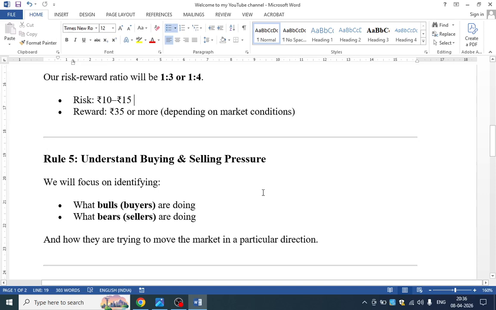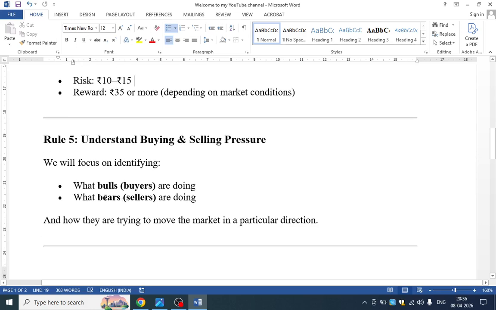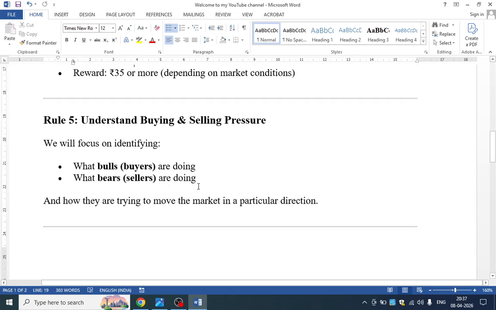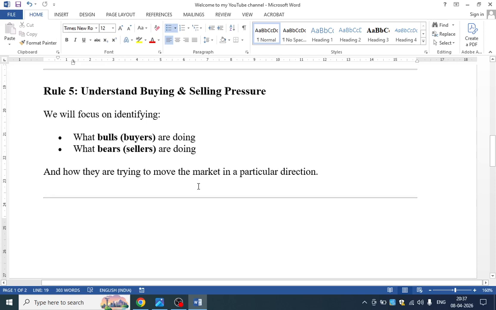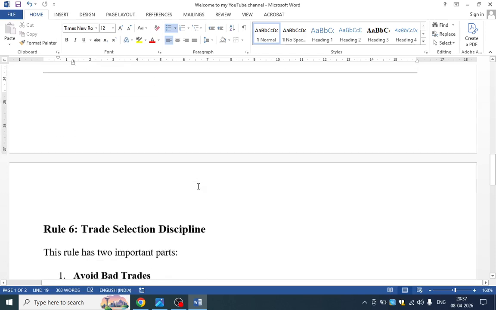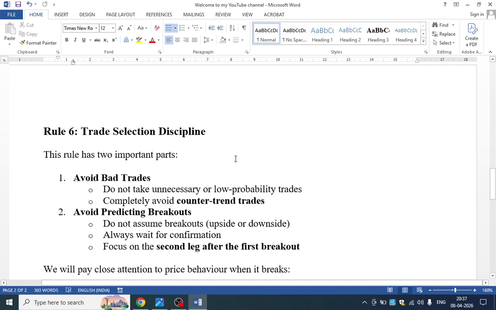This is my rule number 5. I try to understand the buying and selling pressure. What are the bulls doing and what are the bears doing? Bulls try to take the price up, and bears try to take the price down. In this way they generate a particular direction. Sometimes there will be no direction, but eventually we come to know which direction the price can move. This is the rule I take into consideration.